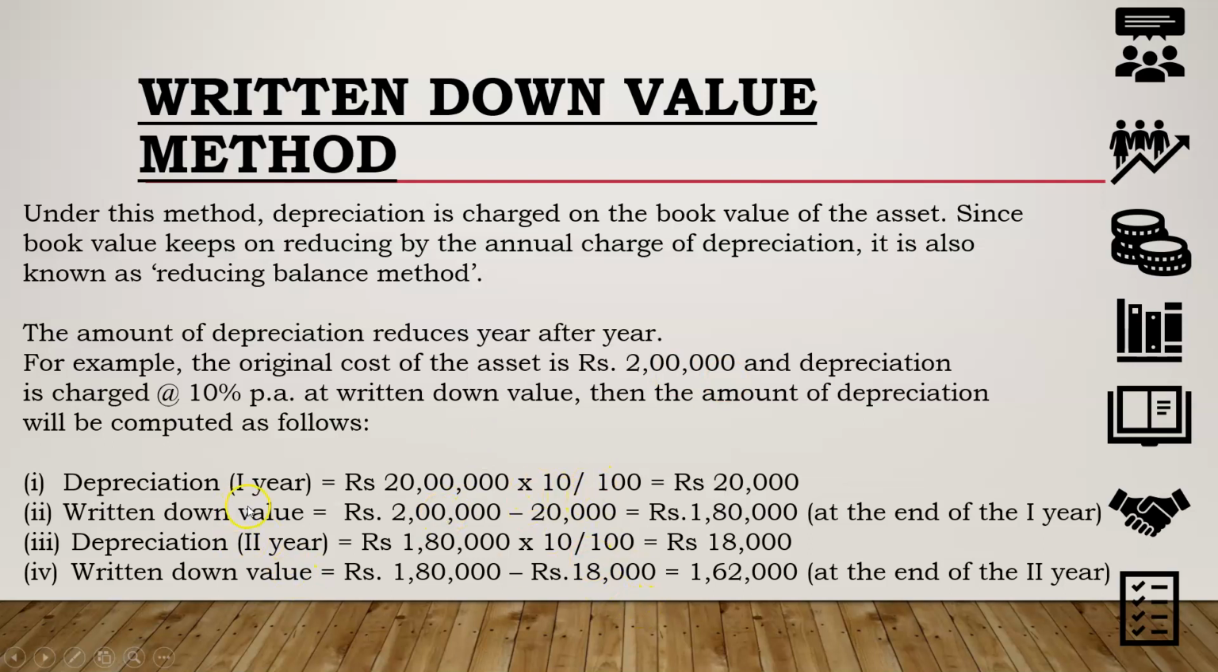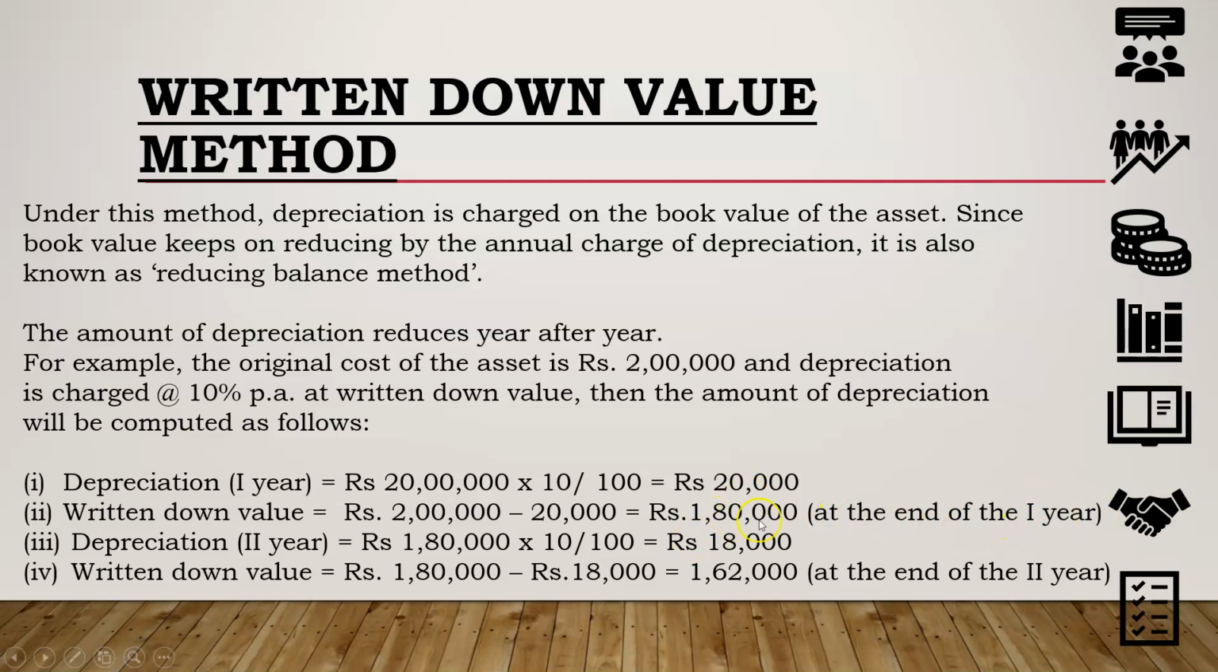That is, depreciation in the first year will be, say the machine cost 20 lakh rupees. Sorry, it is 2 lakh guys, you can correct it. 2 lakh multiplied by 10%, that was the rate of depreciation. So it comes to be 20,000 in the first year. Then the written down value, that means the book value in the books of accounts, will be 2 lakh minus 20,000. That will be 1 lakh 80,000 at the end of year 1.